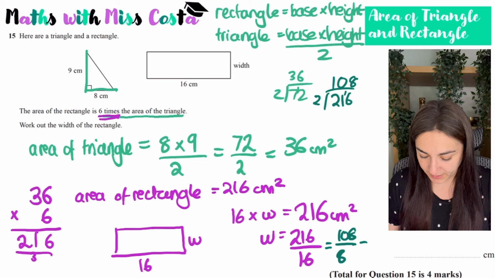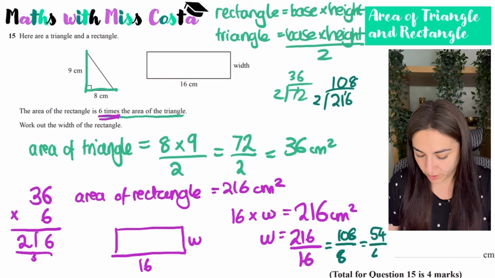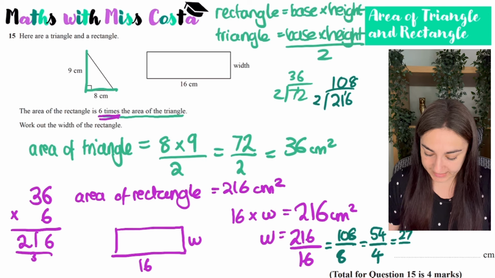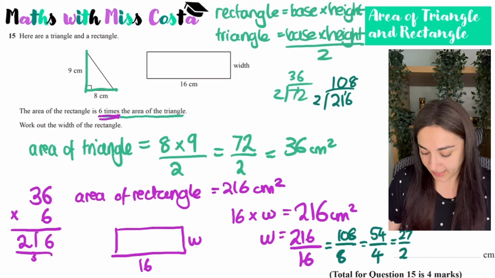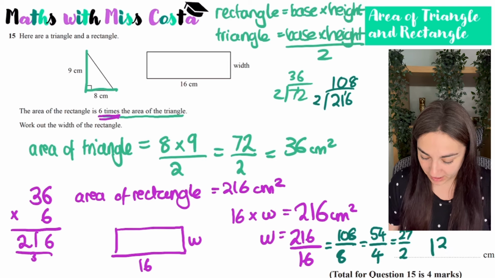Let's divide by 2 again. That would be 54 over 4. Let's divide by 2 again. That would be 27 divided by 2. And 27 divided by 2 gives me 13.5 centimetres.